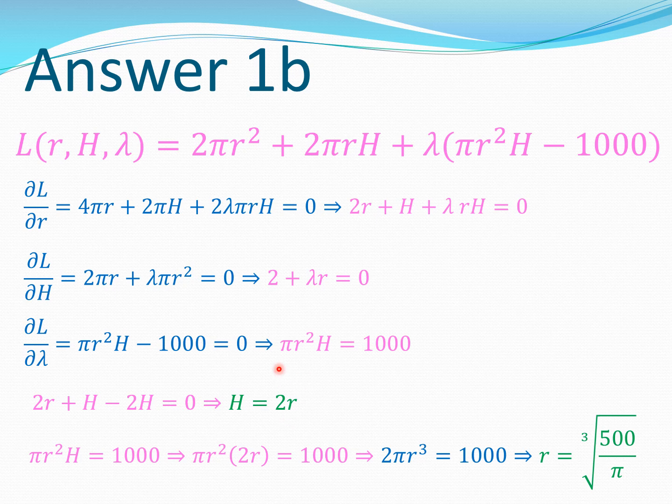Now the next equation I can solve is this one here. So that gives me pi r square h is 1000. So again I make the substitution, h is 2r. So I get pi r square into 2r is 1000. And I can write 2 pi r cube is 1000, or r is cube root of 500 by pi. So that is the solution for the radius of the cylinder.